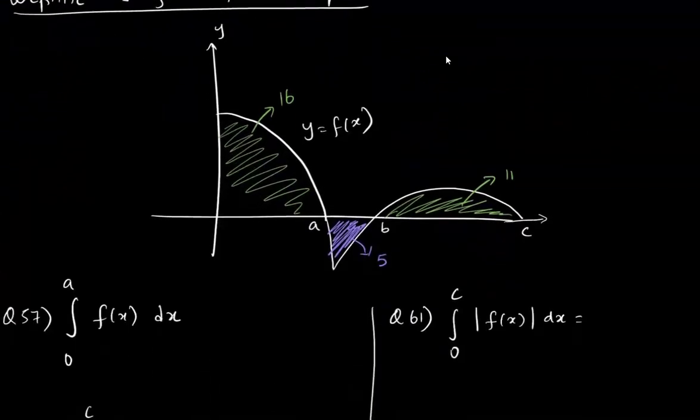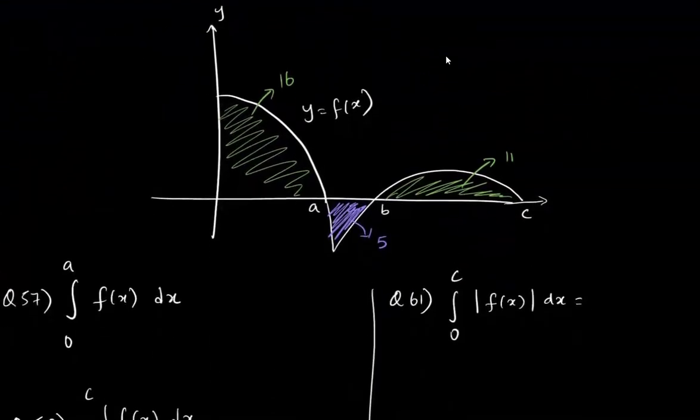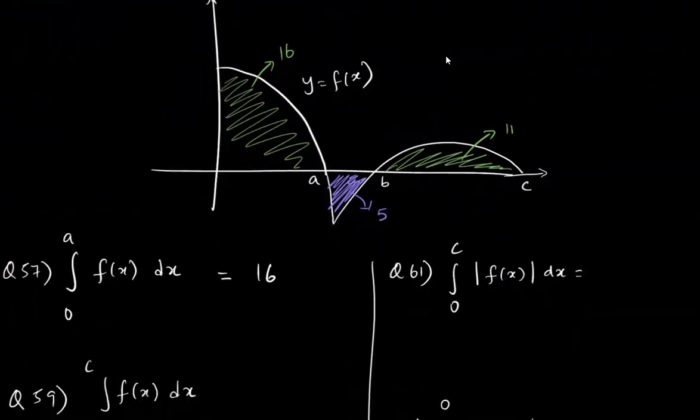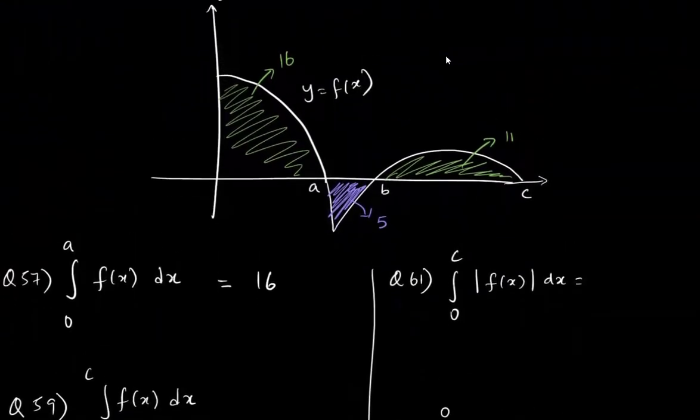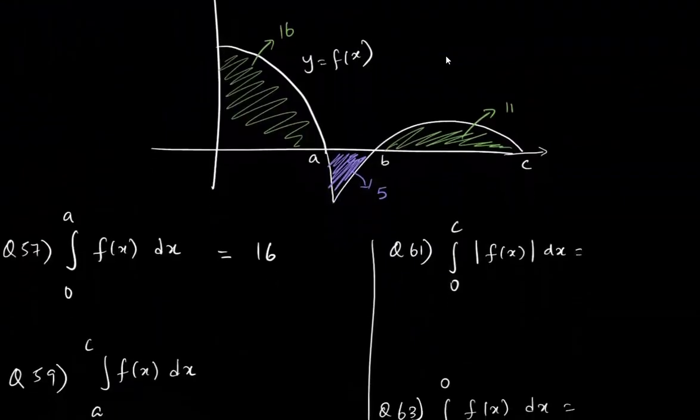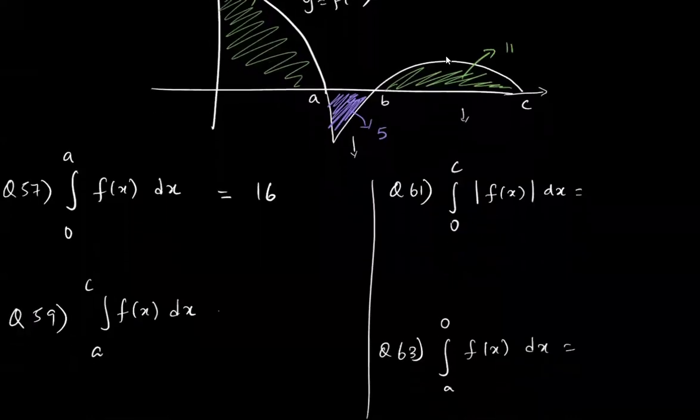In this problem, we are given a graph and we are given some area, which is the value of the definite integral. So 0 to a, the shaded portion here is 16. That is the answer, so we don't have to do any calculation. In the next one, we are asked from A to C. Basically what we are asked is this region and this region, A to C. But the 5 is below the x-axis, so it is negative. 11 is above the x-axis. So we are going to do negative 5 plus 11. 6 will be my answer.